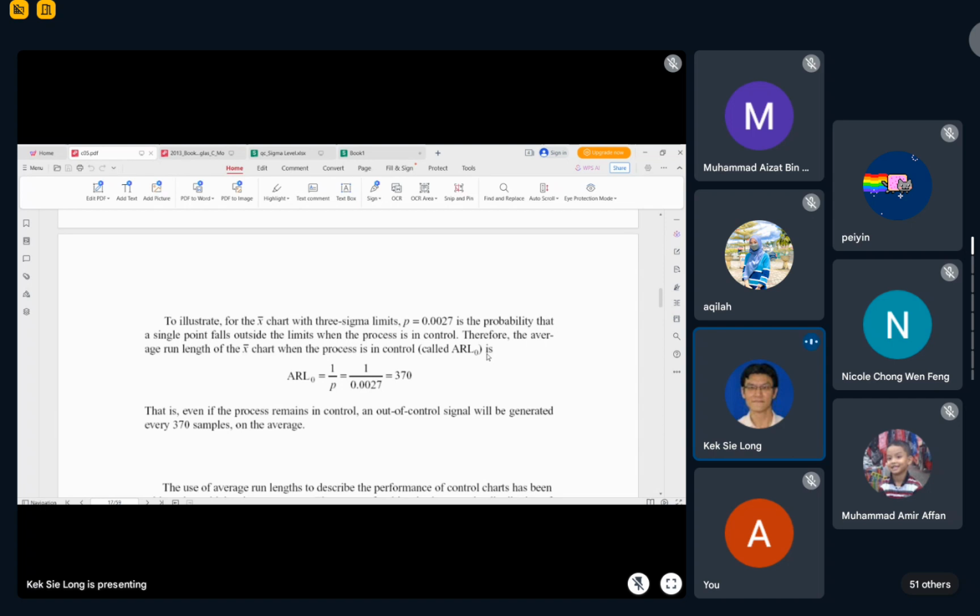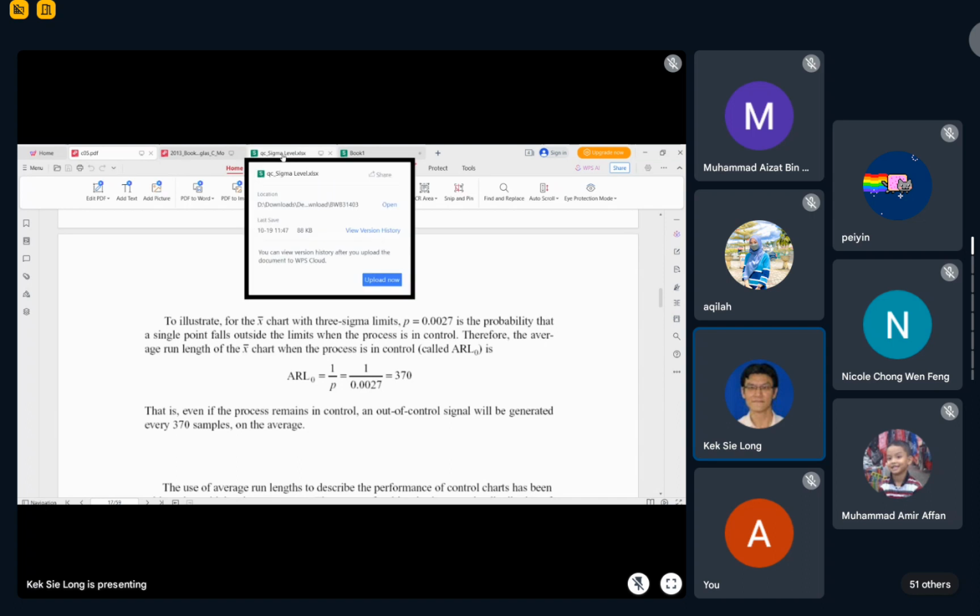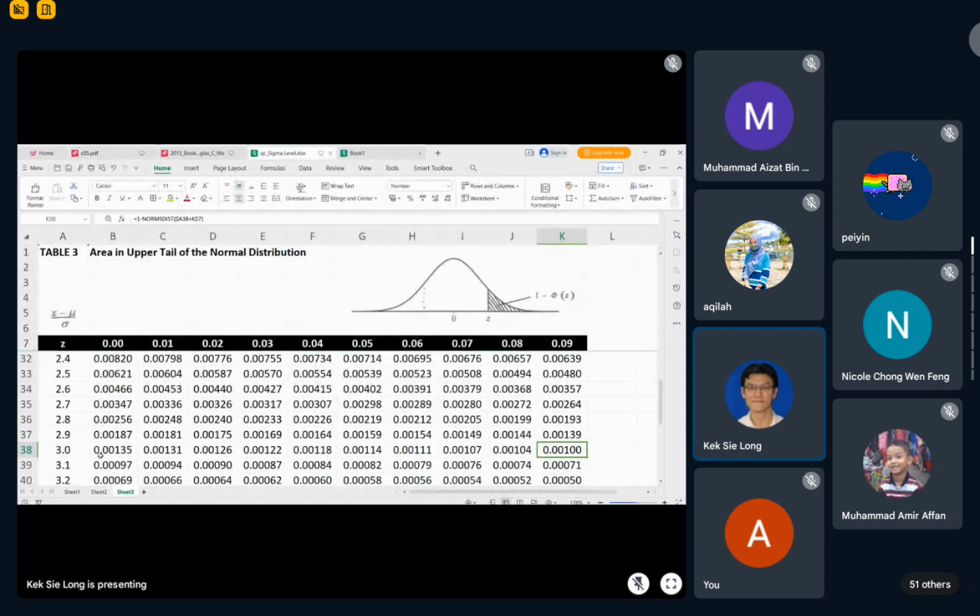If I don't want to use the 3 sigma level, and want to use, let's say, the 2.5 sigma level, then of course the P value will change. Then how to get the P value for the 2.5 sigma level? Not this value. You see, for the 3 sigma level, also not this value, right? The value you see in the statistical table should be multiplied by 2.